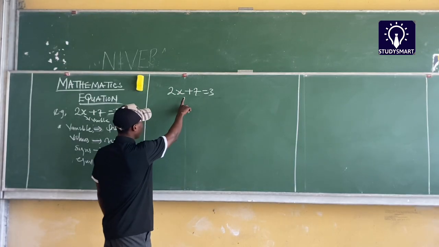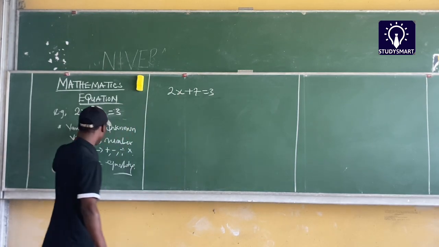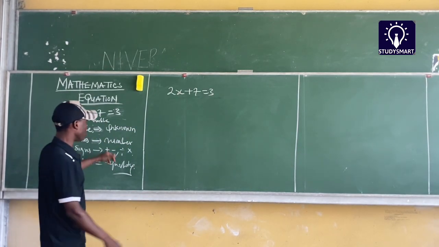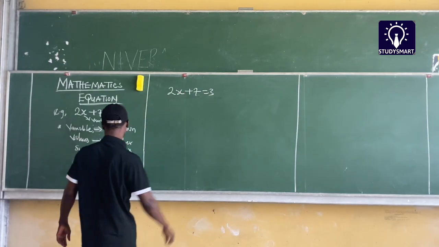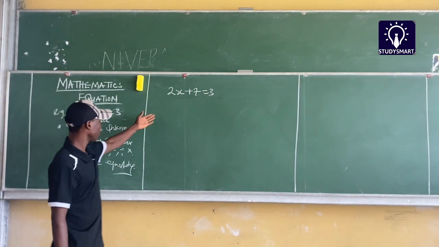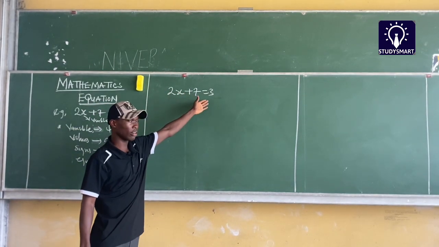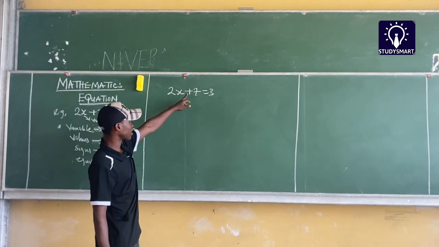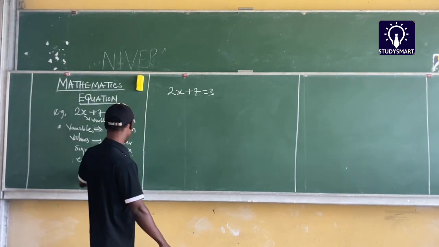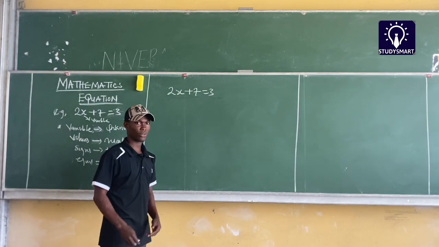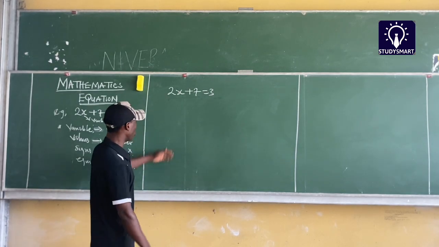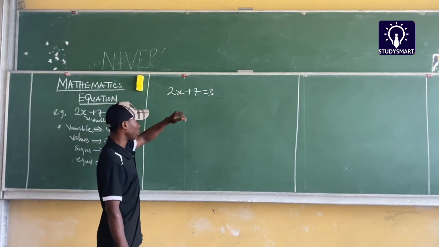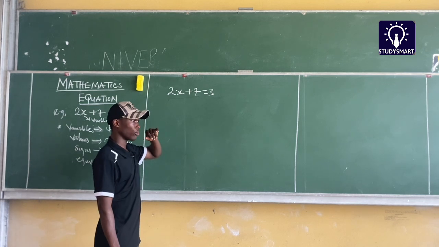If you check very well from the properties I gave you, the variable is there, which is x, the unknown. The values are there, which are 2, 7, and 3. Then we have the sign, which is plus, and the equal to sign, which satisfies the properties of an equation. So we are going to look for the value of x.